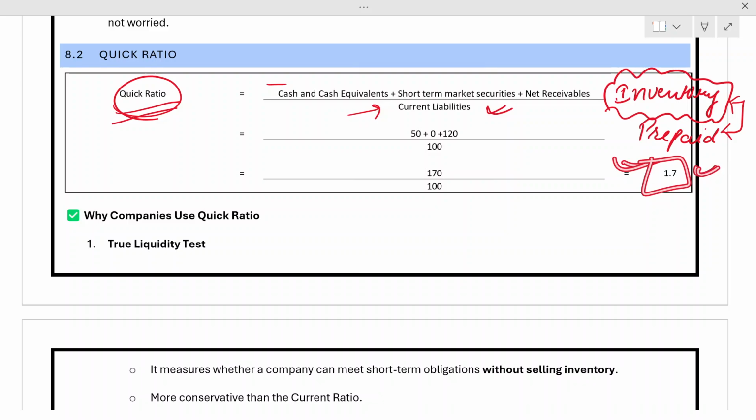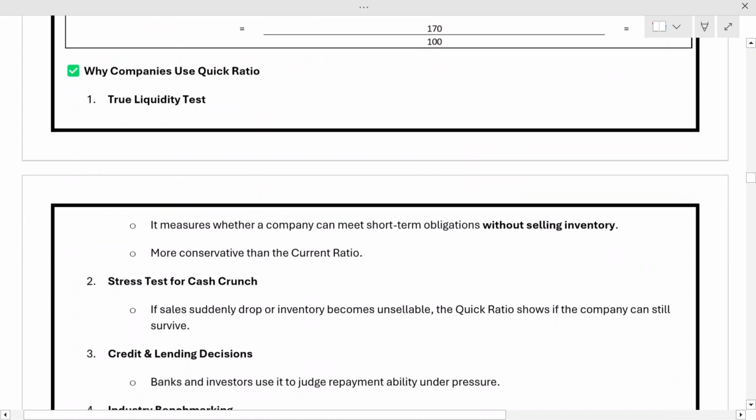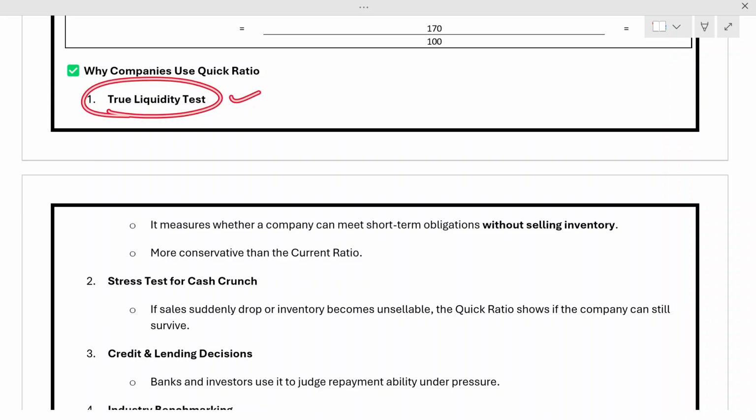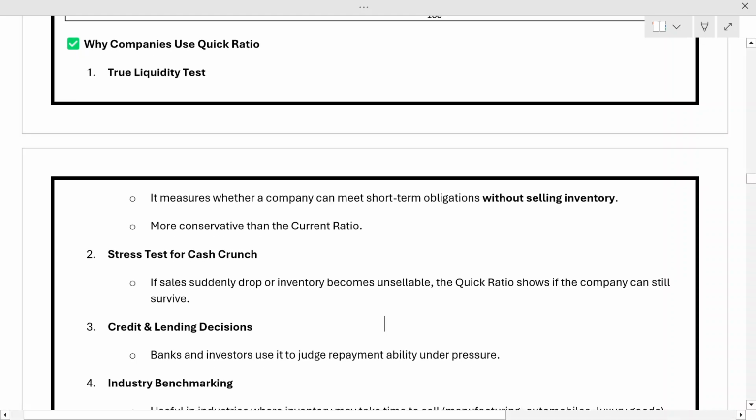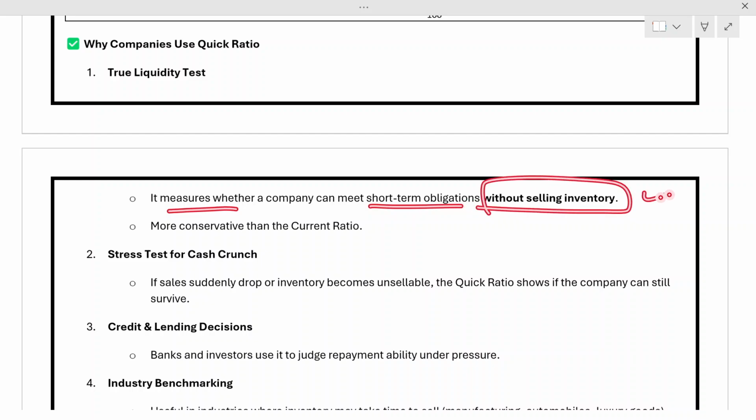This is also good because this is the most efficient way the company is having the cash within their business. Now let's try to understand how and why this quick ratio is used. This is the true liquidity test, because this is the highest amount of cash which can immediately be converted into cash through different means, whether it's short-term investments, cash or cash equivalents, or your accounts receivable. It measures whether the company can meet its short-term obligations without selling inventory.